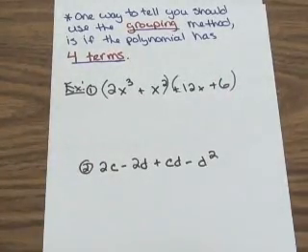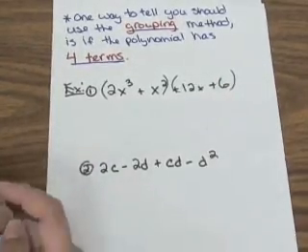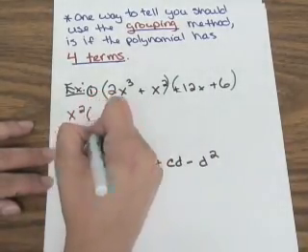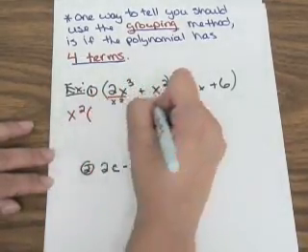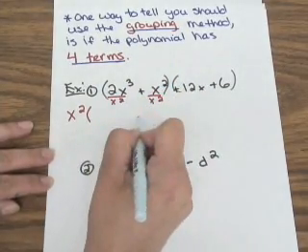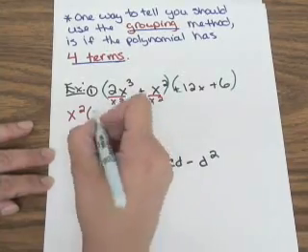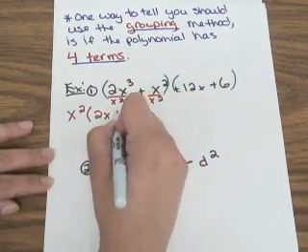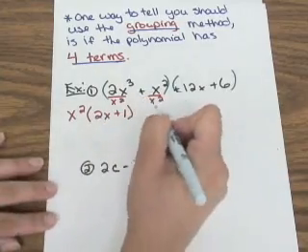X squared divided by x squared leaves me with 1. Now we move on to the second group. What do 12x and 6 have in common? They have the number 6. When I divide this term by 6 and this term by 6, I should get the same result that I got in the previous one, which was 2x plus 1. That's what I need in order to finish the problem.